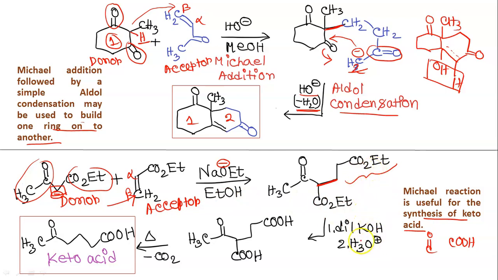Then in presence of dilute KOH, these 2 CO2Et, that is ester, will be converted to carboxylic acid after hydrolysis. And not just dilute KOH, we also have to use H3O plus, because first it will remain as the CO2 minus K plus form. Then in presence of H3O plus, it will be protonated to the CO2H form.